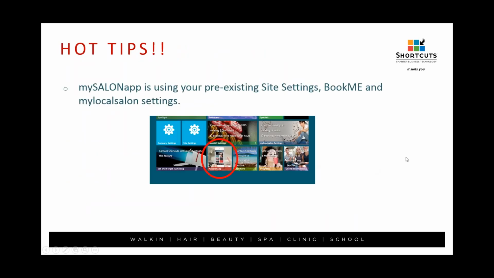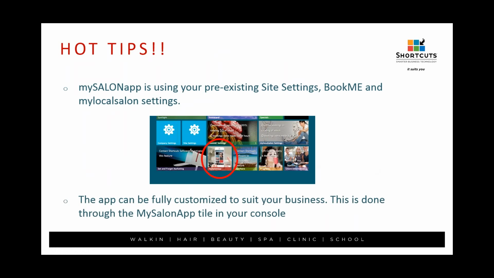Okay, so a couple of hot tips, and this is for existing Shortcuts clients. The mySalon app is using your existing site settings, Book Me settings, and My Local Salon settings. And the app can be fully customized to suit your business, okay? And this is actually done right through the Shortcuts console in the mySALONapp tile.